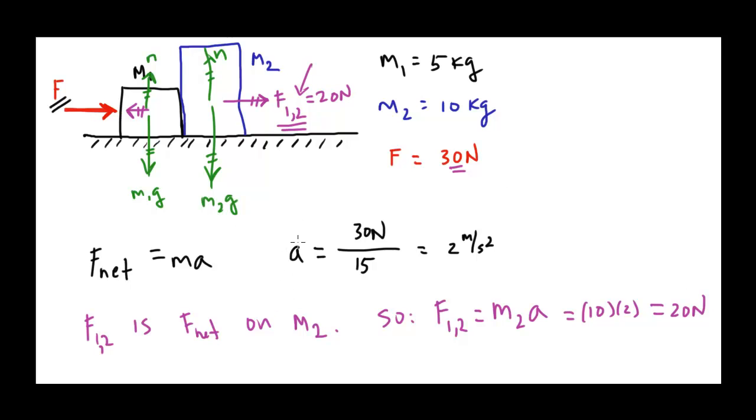And I know that because this is the net force on M2, right? I can't cancel it with this force here, because these two forces are equal and opposite, but they're on different objects. They don't cancel. This is the net force on M2, and I know M2's mass and its acceleration. Let's think about that. That means that this force right here is also 20 newtons.